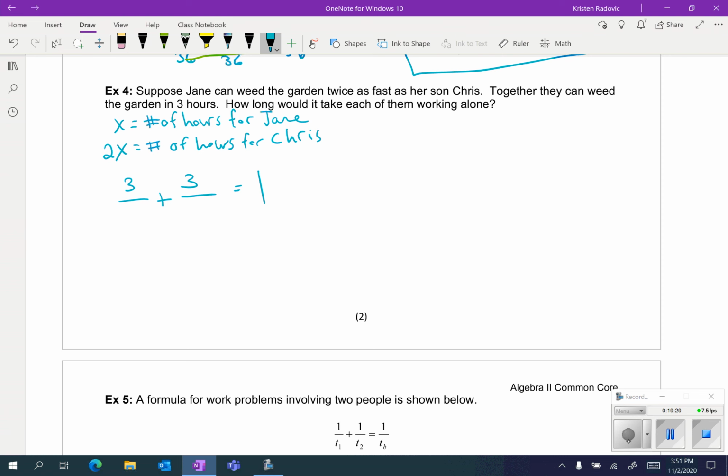If you happen to make Chris x, then Jane would be 1/2 x because she takes half as long. It depends on how you actually view these problems. But I would avoid having fractions in the denominator. That's why I went with x and 2x instead of x and 1/2 x. From there, your LCD is going to be 2x because I see a 2 in the denominator and I see an x in the denominator. You should pause the video and try solving the rest of the problem on your own.